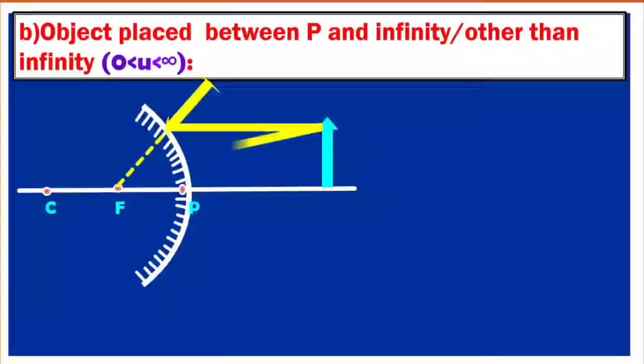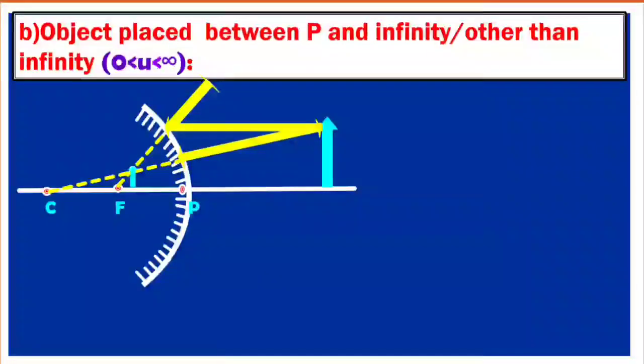According to the third rule, any ray which travels in the direction of the center of curvature retraces its path after reflection. Here these two rays appear to diverge at this point, so the image is formed at this point. That image is a virtual, erect image. Compared to the object, the image is smaller, so it is a diminished image.